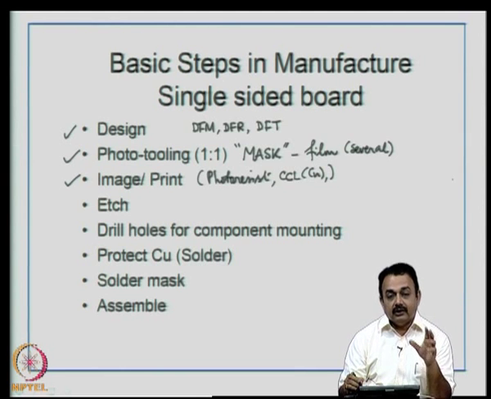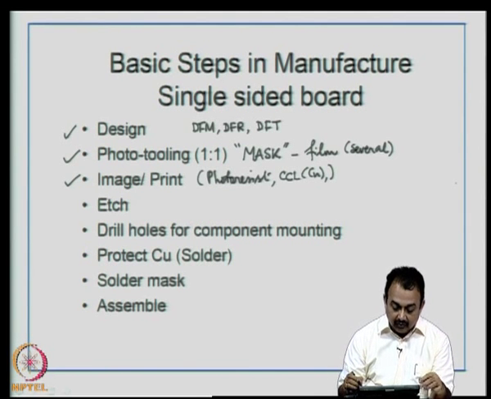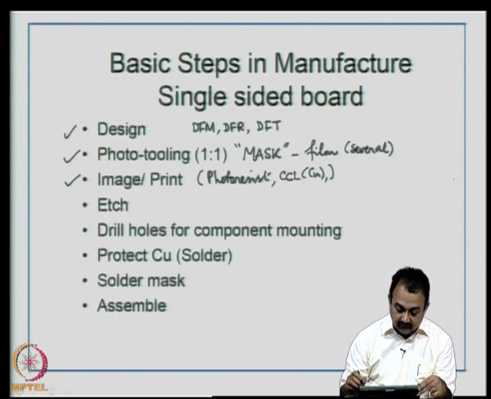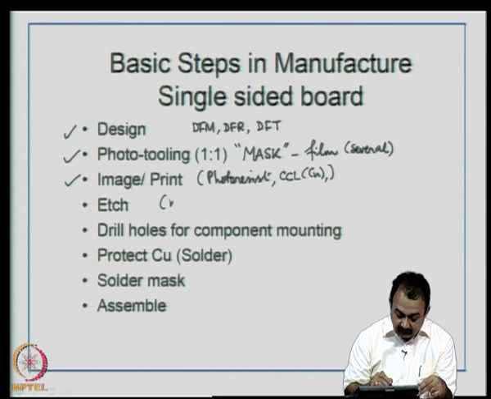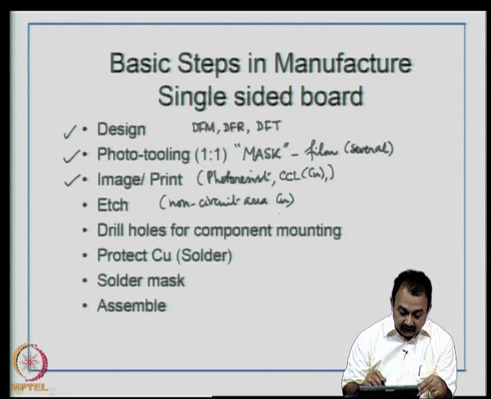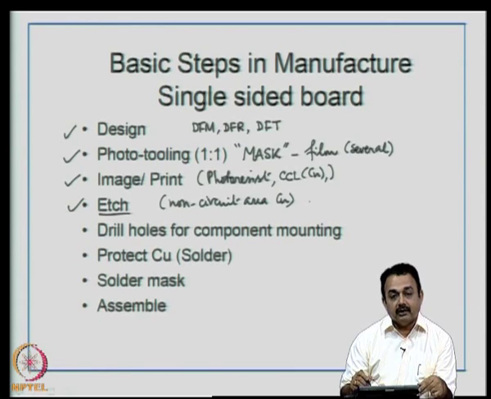Now, once the circuitry is imaged onto the printed wiring board surface, we are interested in retaining the copper on the circuit areas. The non-circuit areas copper will have to be removed. How do you remove that? You do a process called etching. So, etching is a process to remove copper from unwanted areas. That means, in this case non-circuit areas.